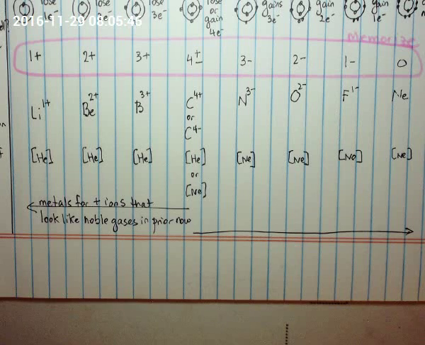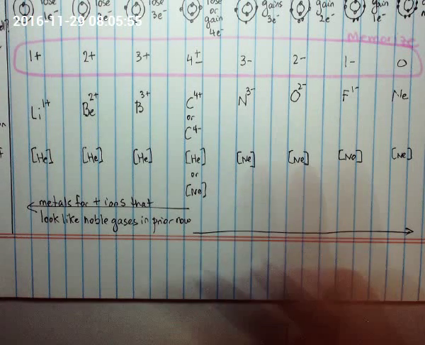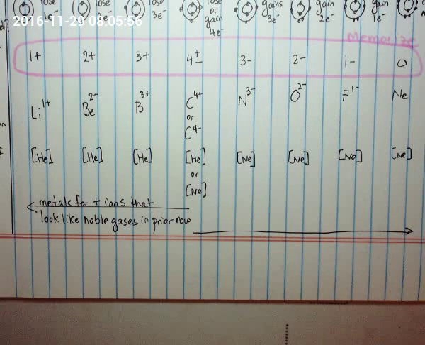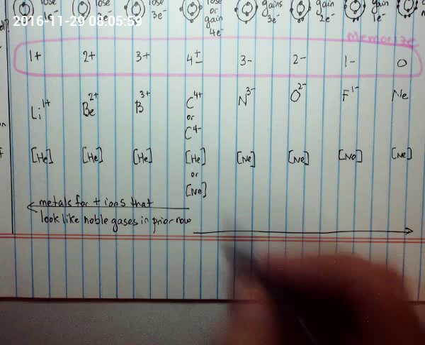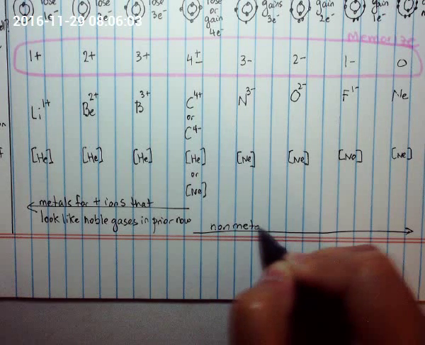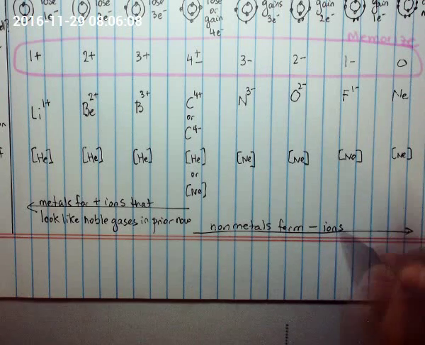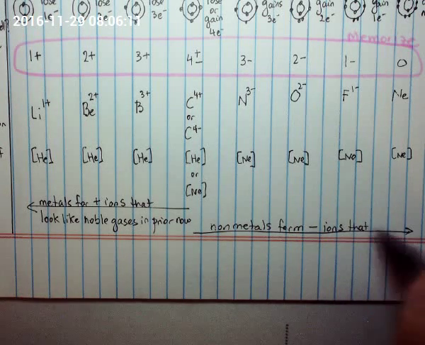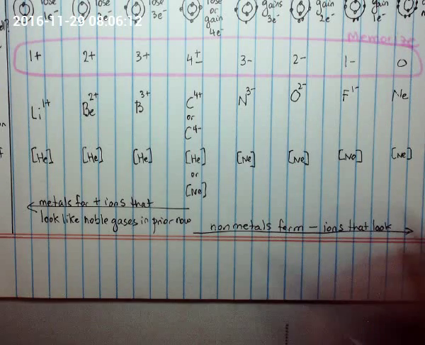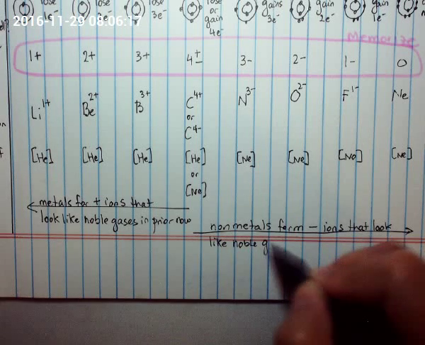It's technically not right, because I should have written helium 2s2 2p6, right? I wrote it as neon that way on purpose so that you could see that from carbon on the outside, what they all wanted to look like is the noble gas that comes after. Okay? And that's what I want you to write on this other arrow. So non-metals form negative ions that look like the noble gas on the same row.